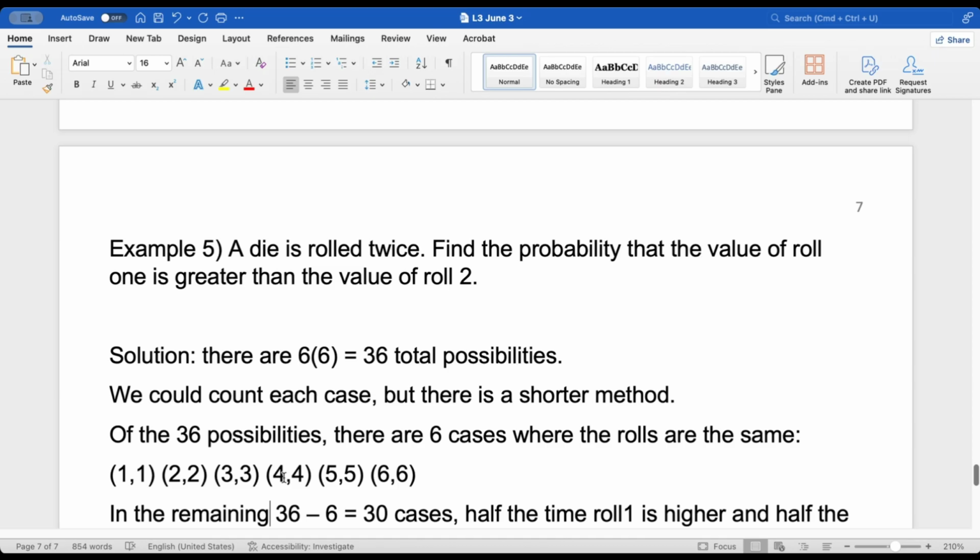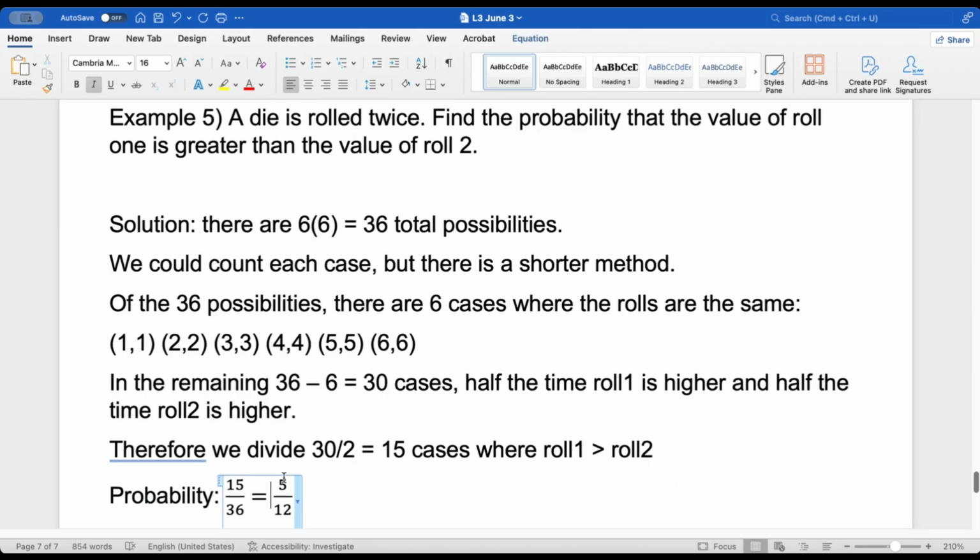Now, there's no reason why roll 1 should be greater than roll 2. It should be the same probability that the first roll is higher or the second roll is higher. So what we're going to do is divide that 30 by 2, leaving 15 cases where roll 1 is higher and the other 15 where roll 2 is higher, which gives us the 30. Again, the 6 ties we've removed. And so that leaves us with 15 ways to succeed here, divided by the total of 36. So the probability is 15 out of 36. Reducing by 3 is 5 out of 12.